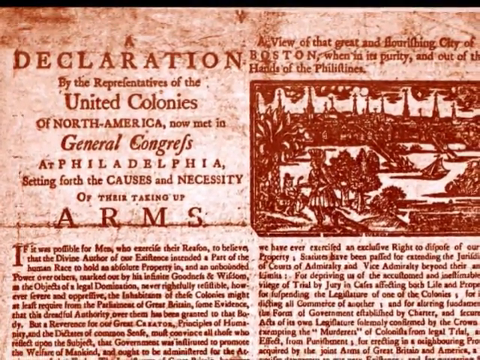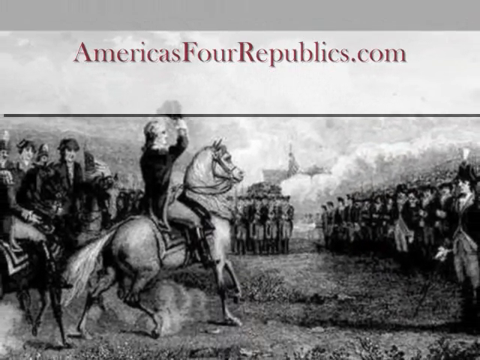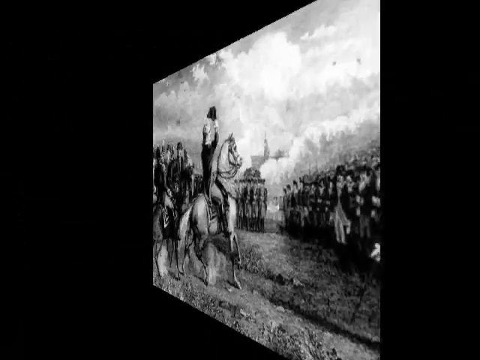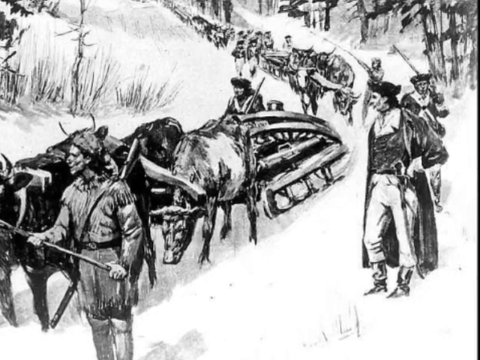The United Colonies, by organizing an army for its members' common defense, met the final requirement in Montesquieu's definition of what constituted an 18th century republic.